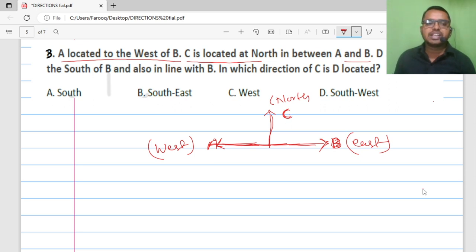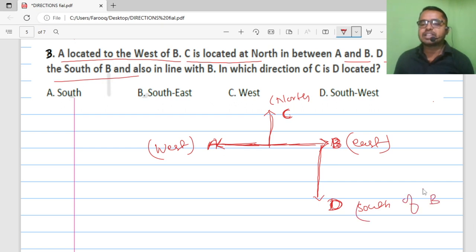D is exactly to the south of B. South means in this direction. D is south. D is exactly to the south of B. D is exactly in the south of B. In which direction of C?